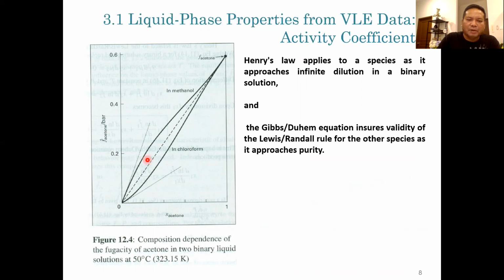above the Lewis-Randall line here. But for chloroform, it's a negative deviation. But as both approach pure species, both follow the Lewis-Randall rule. This is mentioned by the Gibbs-Duhem equations.